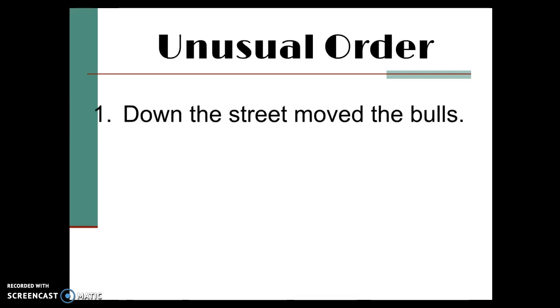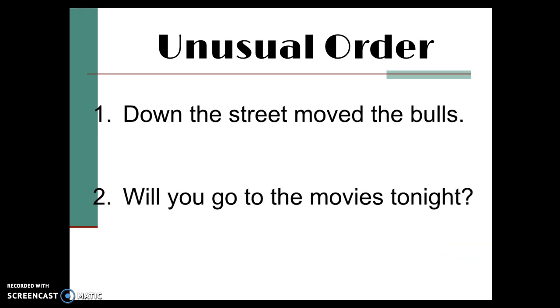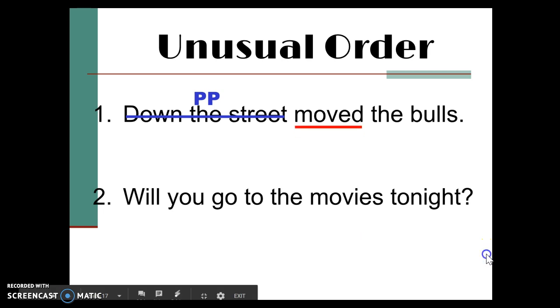Sometimes we have sentences in unusual order. Down the street moved the bulls. We get rid of our imposter, prepositional phrase, down the street. We ask if there's a verb, moved. It's an action verb. And we ask who or what moved? The bulls moved. That's our subject.